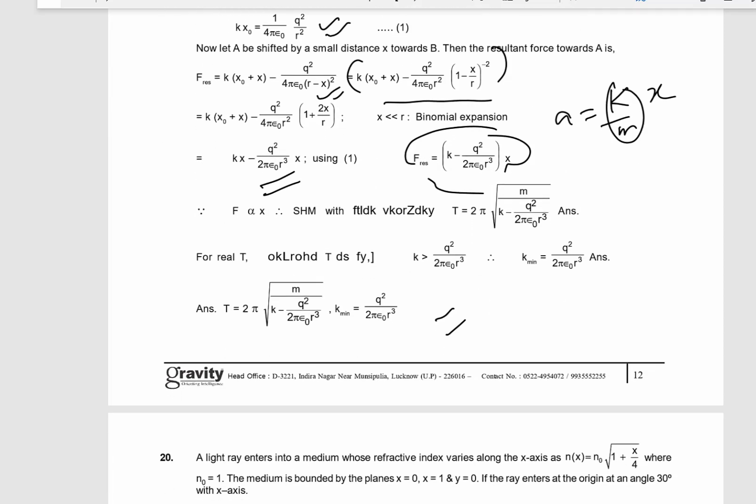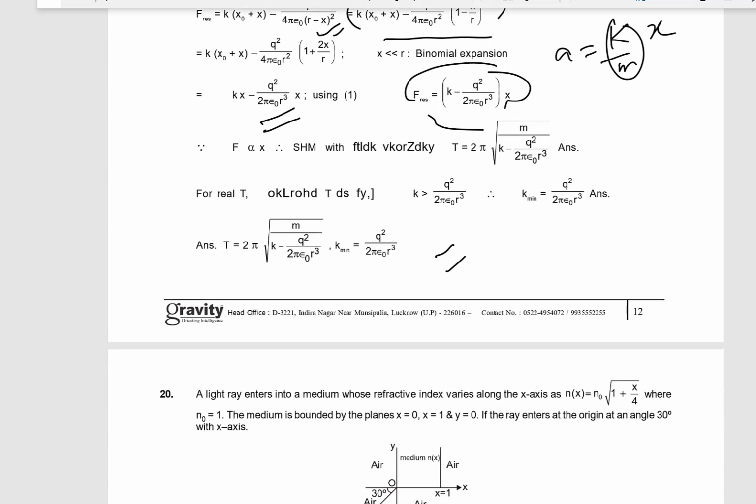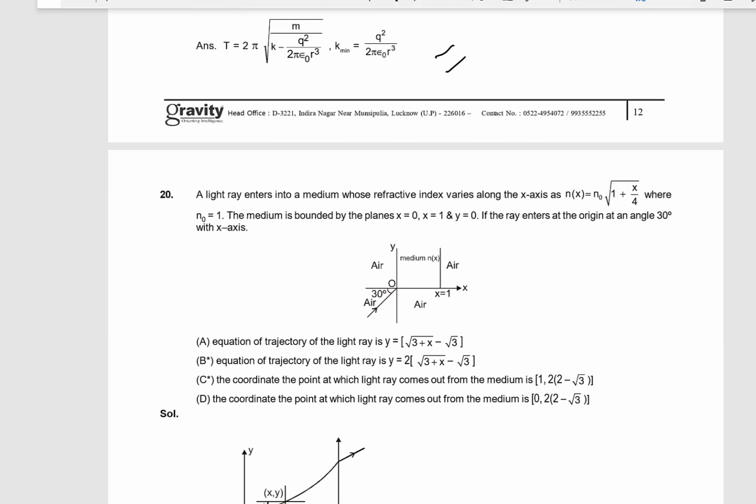And obviously the denominator should be greater than 0. From that we can get the minimum value of k also. It cannot be equal to, it should be just greater than that value. They have taken it equal to.